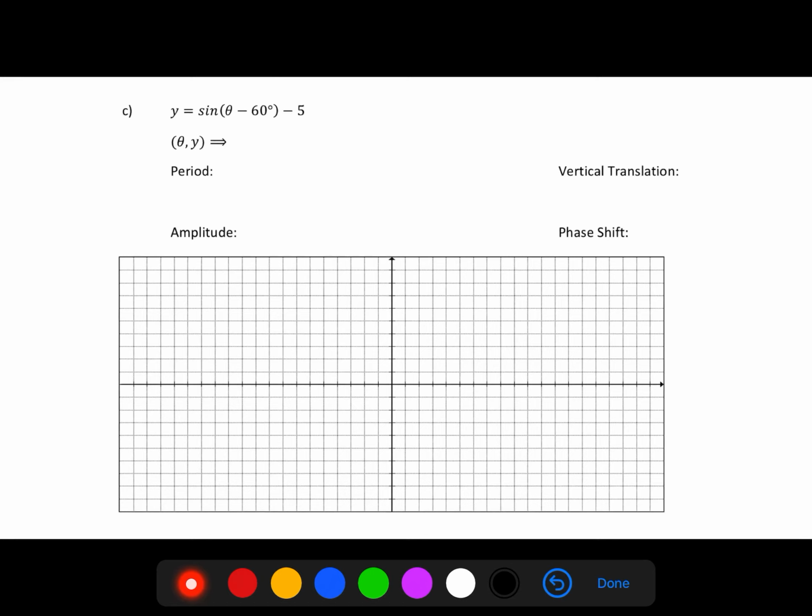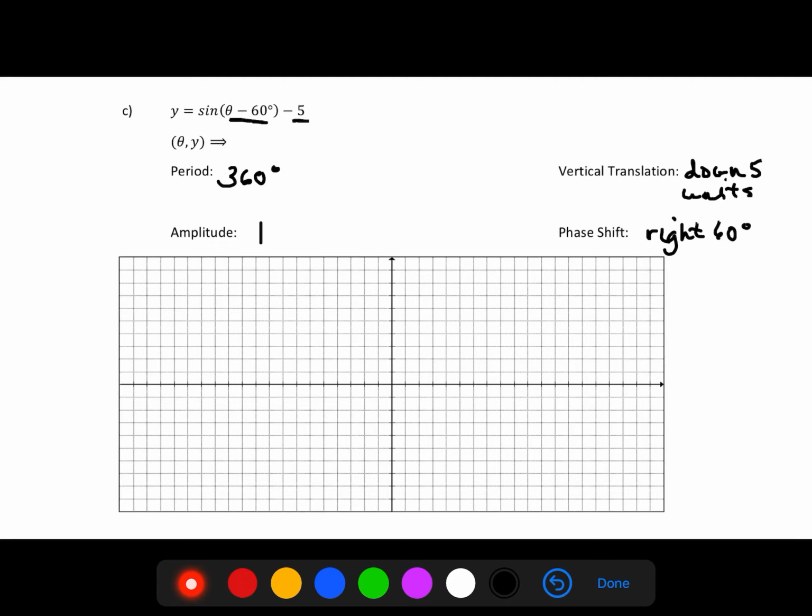Next one, we have both a phase shift and a vertical translation. Again, the first thing to notice is that our period and our amplitude have stayed the same. We don't have any stretches or compressions. At this point, we are going to have a vertical translation down 5 units, and we have a phase shift right 60 degrees.